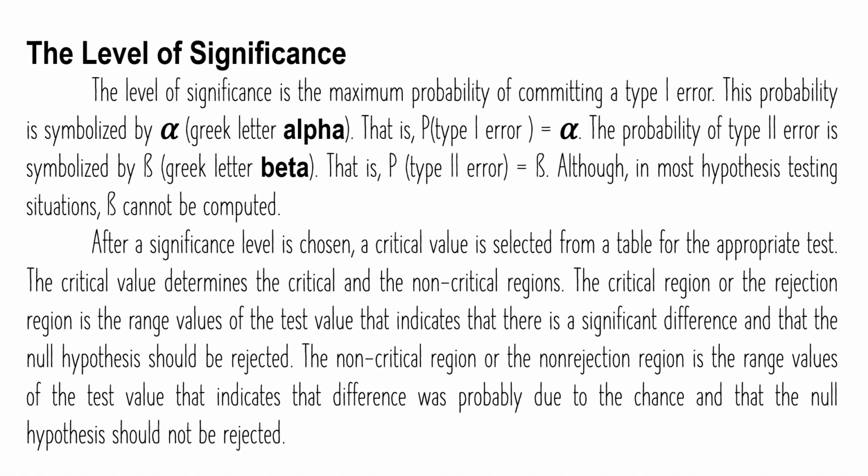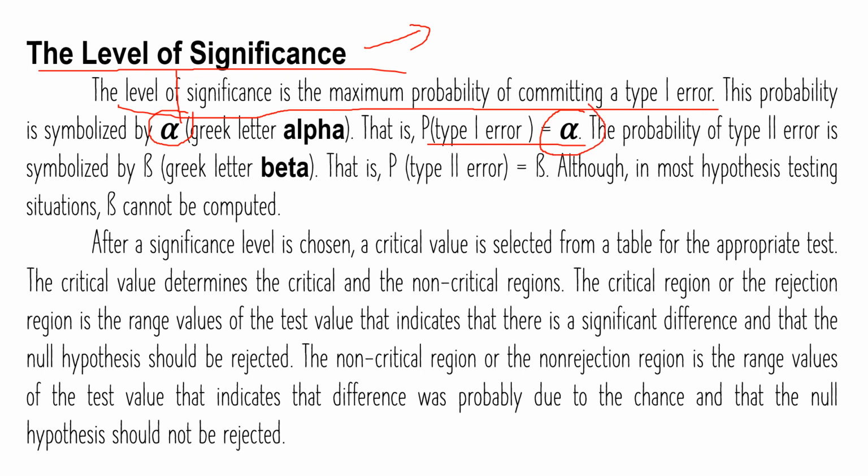So the level of significance is the maximum probability of committing a type 1 error. So that will be your alpha. When you say level of significance, that will be your alpha here. This probability is symbolized by the Greek letter alpha. So that is your P, or the probability of committing a type 1 error. So that will be your alpha.